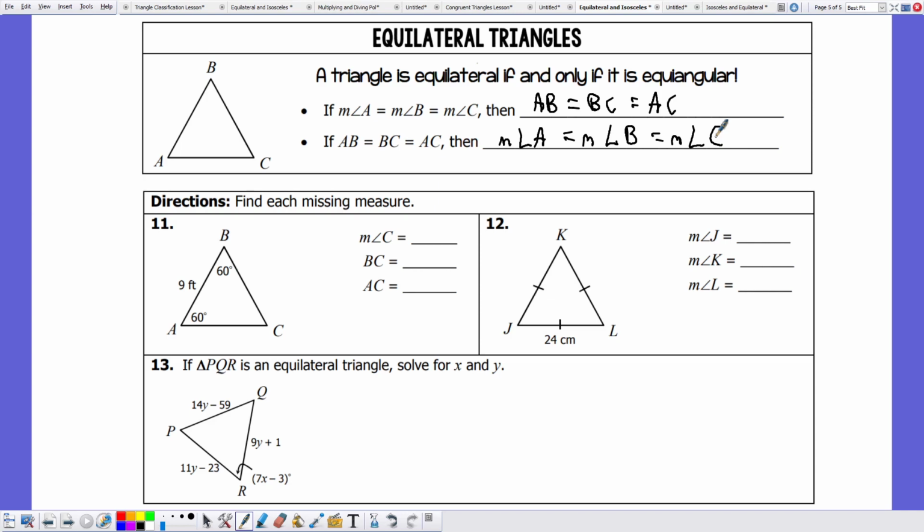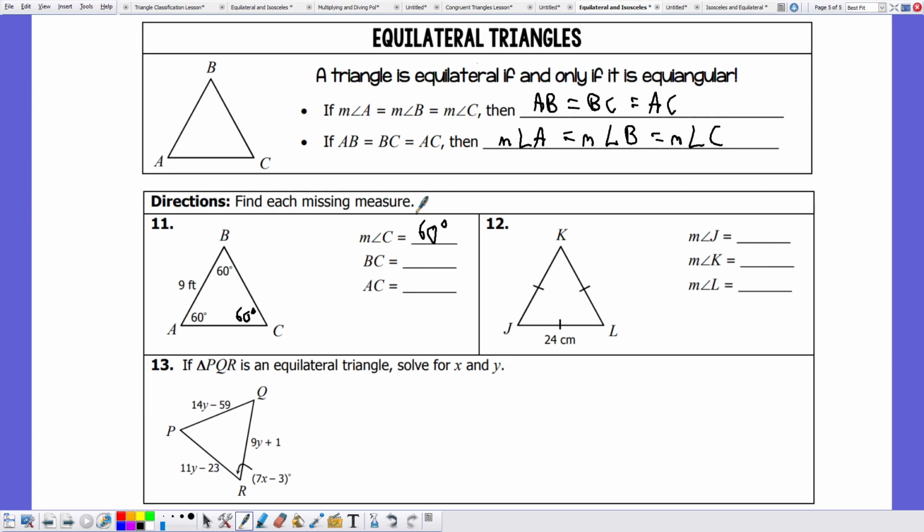So looking at problem 11, we can easily determine that angle C must be 60. 60 plus 60 plus 60 is 180. This is part of what makes equilateral triangles so easy to work with, because you always know what the angle is equal to.